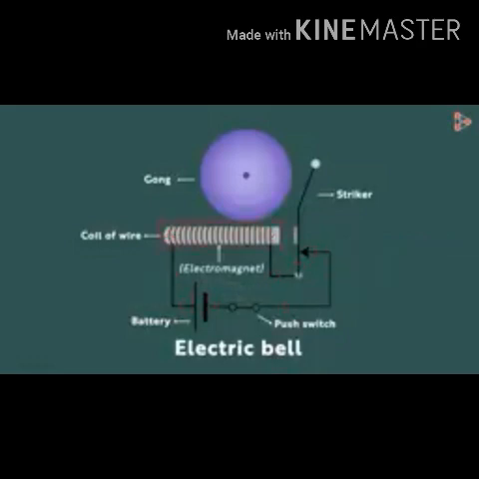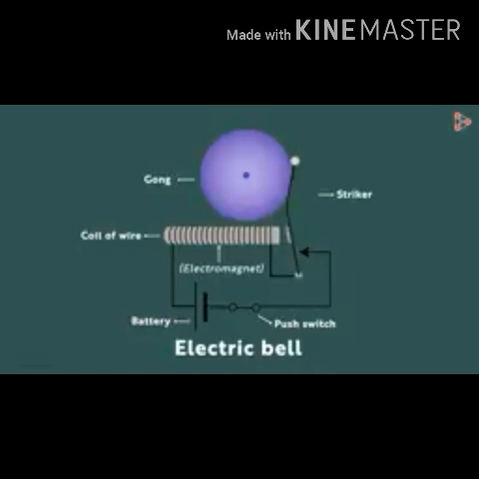When the current flows through the coil, it acts as an electromagnet. This electromagnet then attracts the iron strip towards it. In this process, the striker strikes the gong and the sound is produced. But notice what happens when the striker hits the gong.